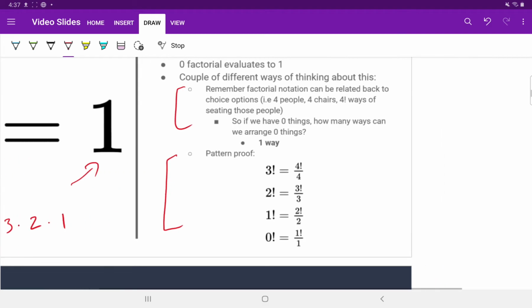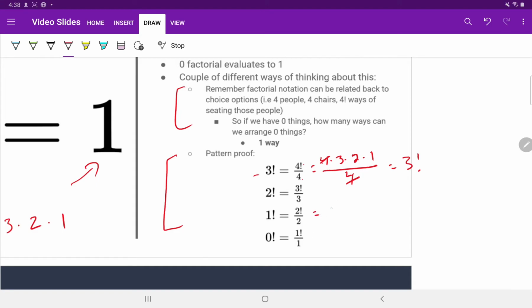The second, maybe more mathy way of looking at it is to establish a pattern, where we can say 3 factorial is equal to 4 factorial over 4, which cuts ahead to what we're going to be doing in a second, but just to show you what's going on here. So 4 factorial is 4 times 3 times 2 times 1 all over 4. So these can cancel, which gives us 3 times 2 times 1, or 3 factorial. So that's sound.